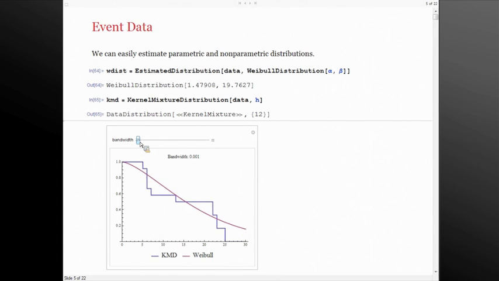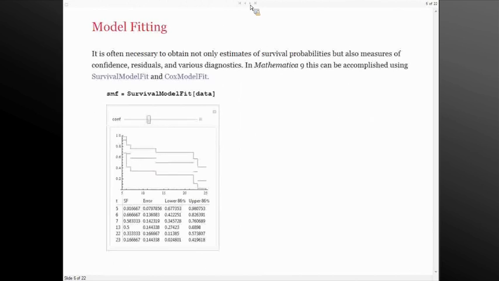Now, I can let this bandwidth vary, and what that does is, as it gets larger, I'm smoothing out my non-parametric estimate. So as it smooths out, it starts to look more like the parametric estimator. So that's great. We can do all of these things just right out of the box with event data.